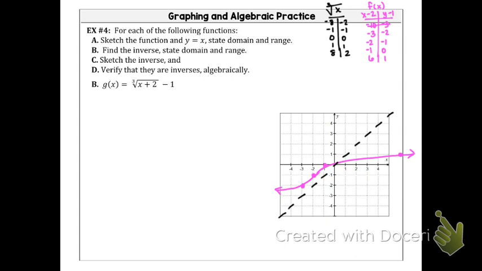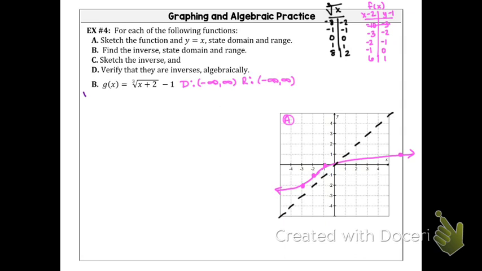All right. Then I can see that my domain is going to be negative infinity to infinity. And our range is also negative infinity to infinity. All right, so there's A. B wants us to find the inverse of the function.